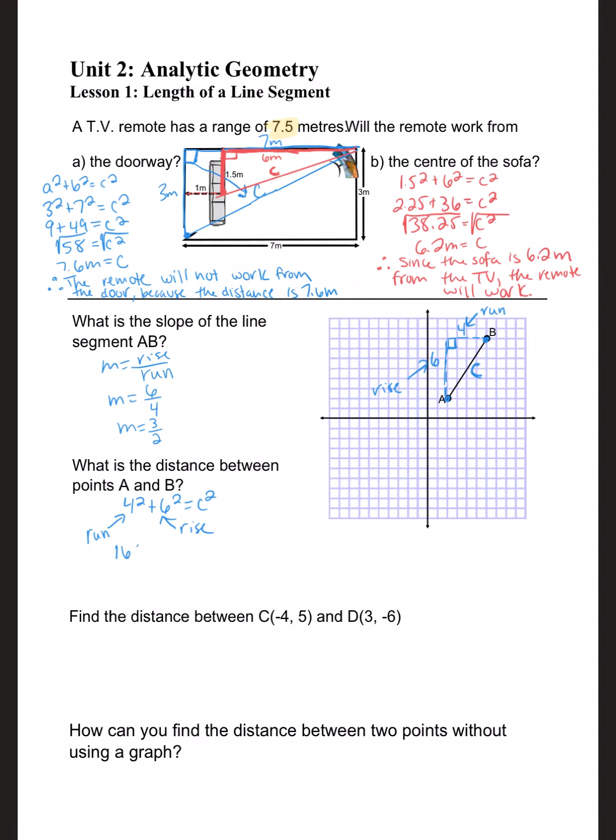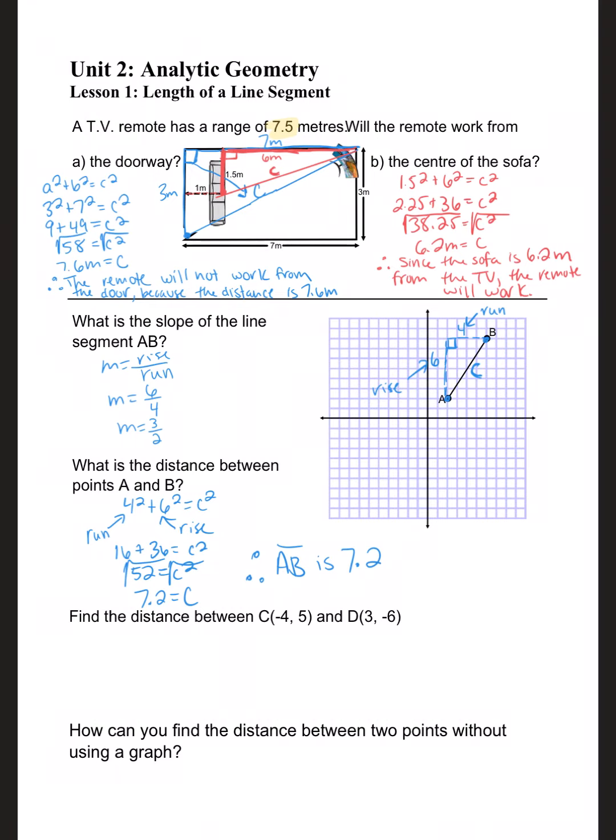So 4 squared is 16, 6 squared is 36, equals C squared. We'll continue to simplify this until we take our square root, and we see that 7.2 equals C. So therefore, we can say line segment AB is 7.2. We weren't given any units of measure, so just 7.2. But you can see that we can take what we know from rise and run and apply that to our Pythagorean theorem. So keeping that in mind, we're going to build a formula that we could use here, knowing how we calculate rise and how we calculate run.